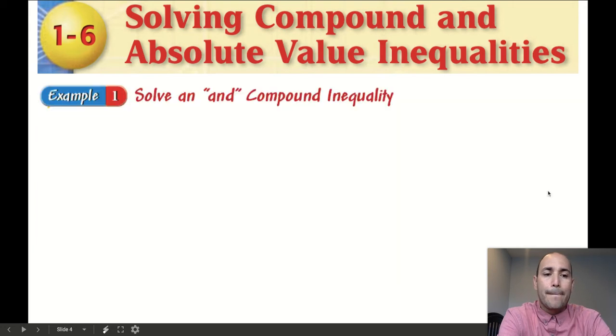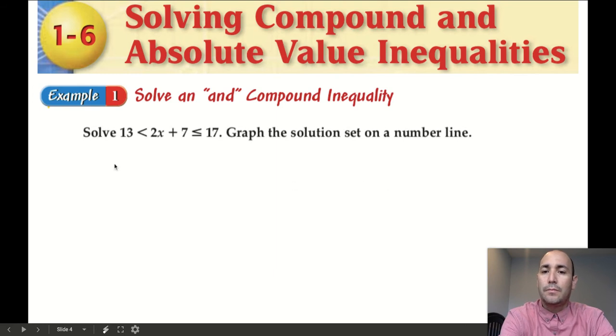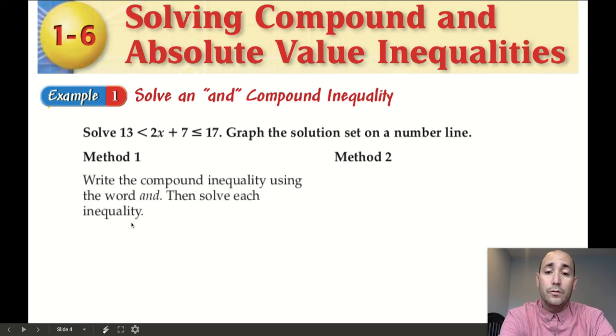Okay. All right, so let's look at an example. How do you solve an and compound inequality, a compound inequality with the word and? So here's the problem. Solve 13 is less than 2x plus 7, which is less than or equal to 17, and then graph the solution set on a number line. I'm going to show you two methods. The first method is to write the compound inequality using the word and, then solve each one. So we can write them as two separate inequalities. We can write it as this one, and then we can write it as this one. So here are my two inequalities.